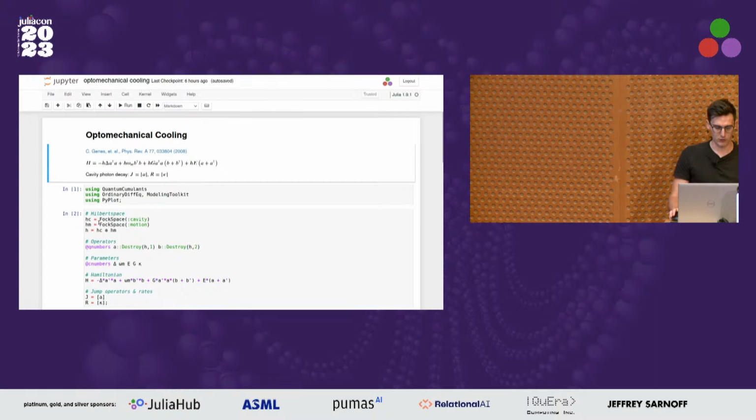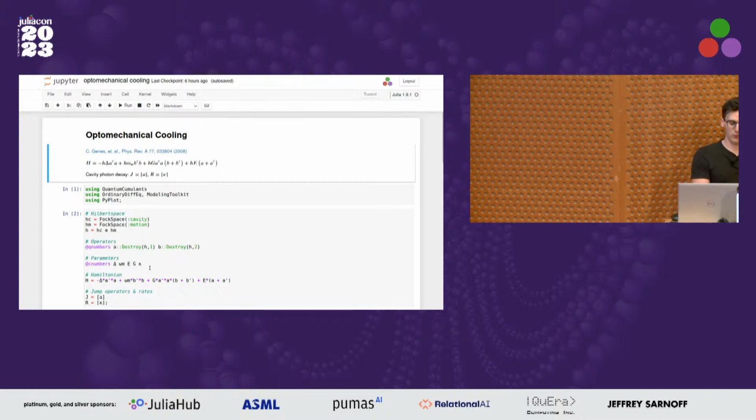Again, the first step we need to do in quantum cumulants is to define the Hilbert spaces. In this case, it's 1 Fock space for the cavity photons, and 1 Fock space for the cavity phonons, which describe the motion of the cavity. The full Hilbert space, of course, is again the tensor product of the 2 Hilbert spaces, and on this full Hilbert space, we can now define our operators, which are 2 destroy operators, 1 for the cavity photons and 1 for the cavity phonons.